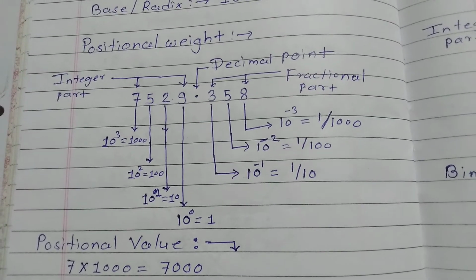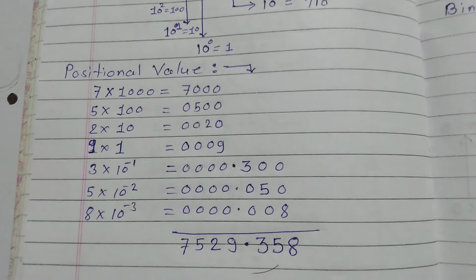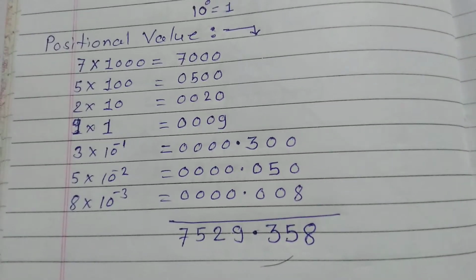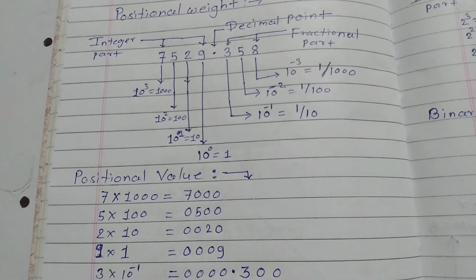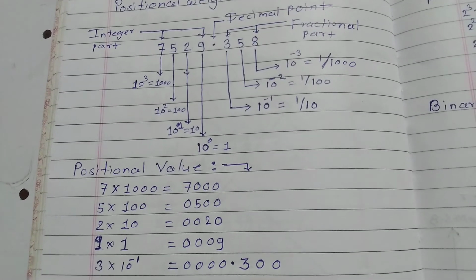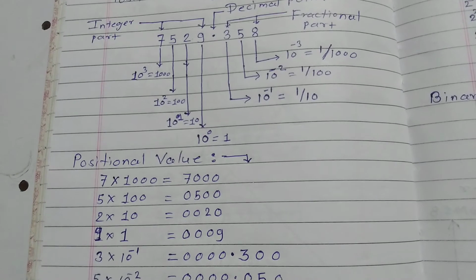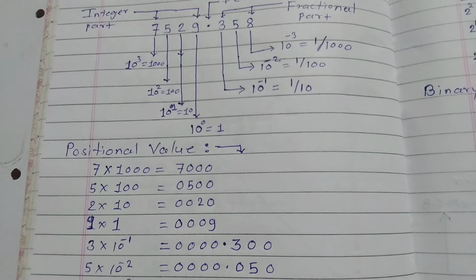7529.358. Let's understand. As you can see, the positional value for the number 7 in 7529 — 7 is the most significant digit and the last digit is the least significant of the total number. But here we will see their positional values one by one.